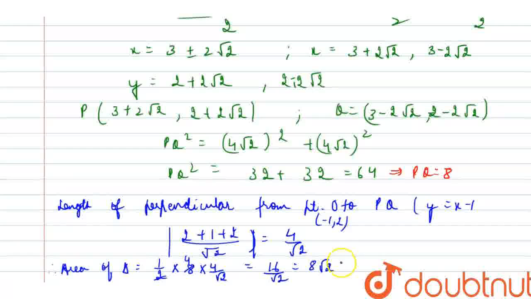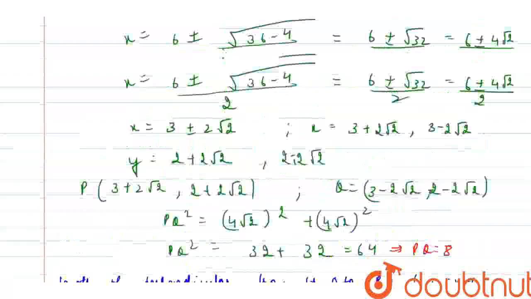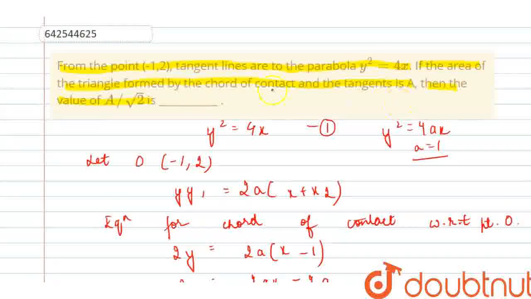Now we are asked that if this is equal to a, then we have to find the value of a upon root 2. So that would be 8 root 2 upon root 2. It comes out to be 8 units. Therefore, the required answer is 8 units. So here, the value of a by root 2 would be 8 units. I hope it is clear.